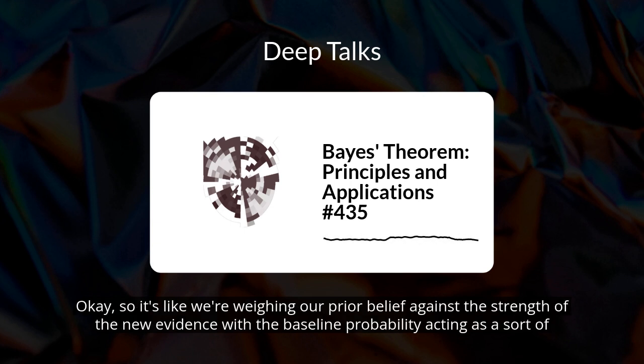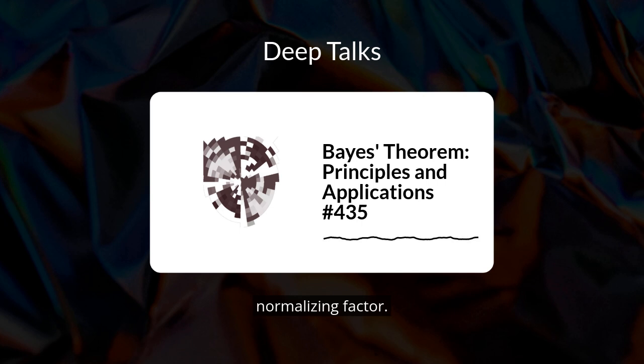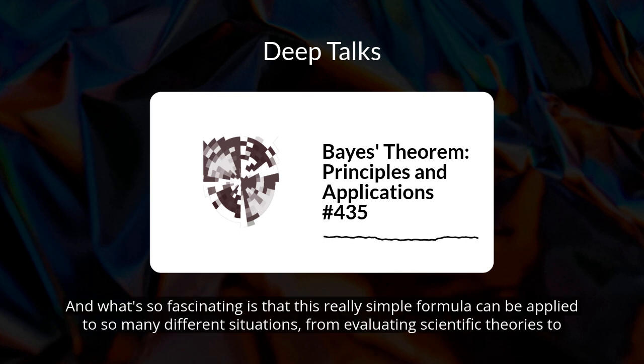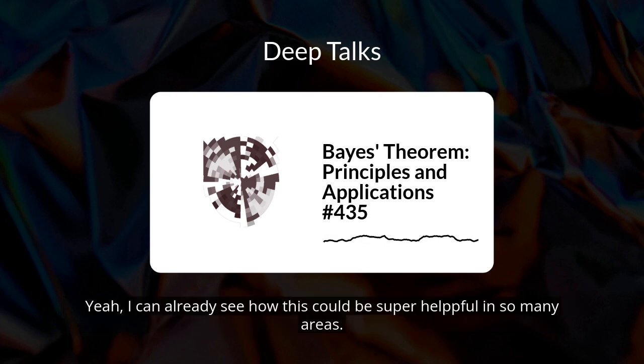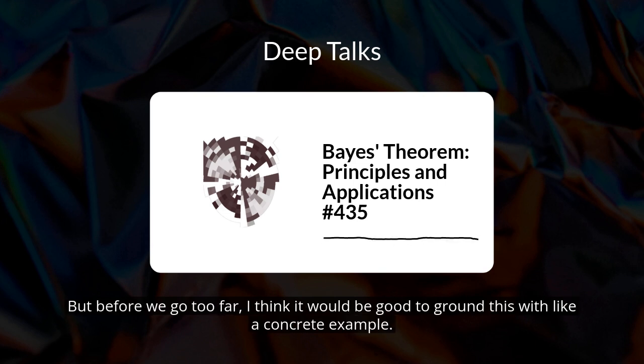Wow, okay, so it's like we're weighing our prior belief against the strength of the new evidence, with the baseline probability acting as a sort of normalizing factor. Yeah, that's a great way to think about it. And what's so fascinating is that this really simple formula can be applied to so many different situations, from evaluating scientific theories to making everyday decisions. Wow. Yeah, I can already see how this could be super helpful in so many areas. But before we go too far, I think it would be good to ground this with a concrete example.